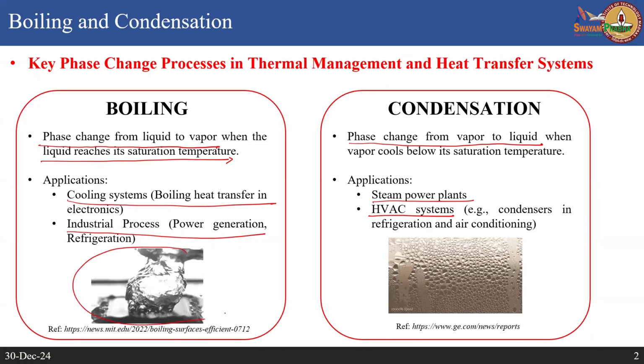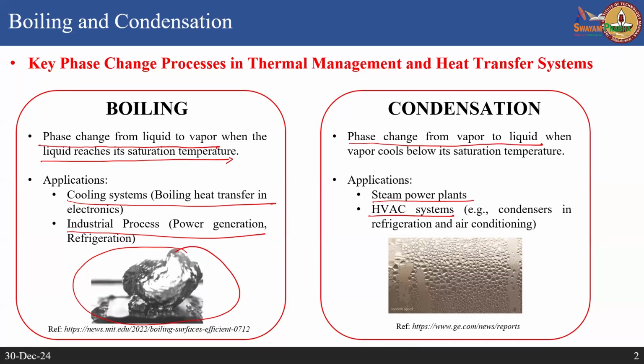Therefore, boiling and condensation processes are inevitable. If you look at the boiling process, as far as electronics cooling is concerned, it is very efficient because of its high heat transfer coefficient, and it is also used in industrial processes in power generation and refrigeration. So, both boiling and condensation are used, and here you can see a very nice figure where in a lab, I think this is from MIT, they have done a very controlled experiment of boiling, and you can see very large bubbles being nucleated and they are all merging.